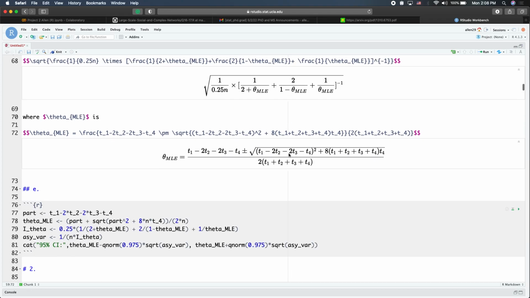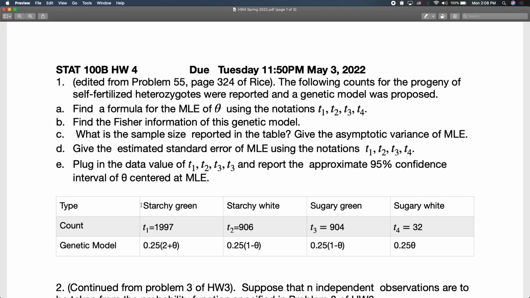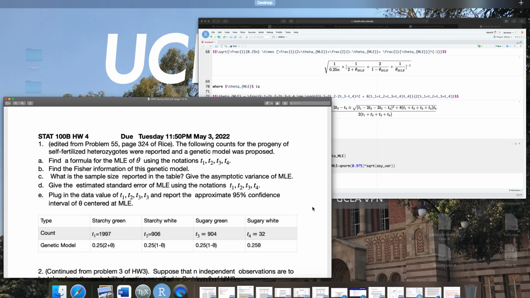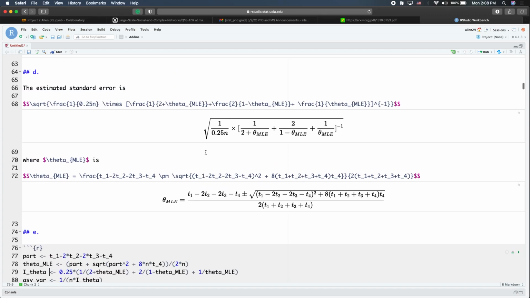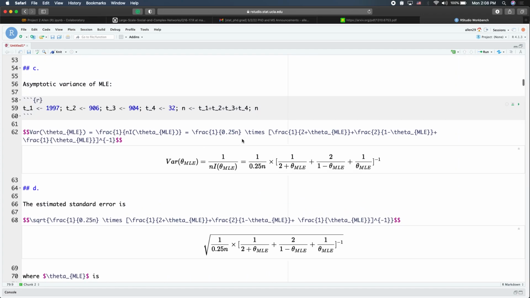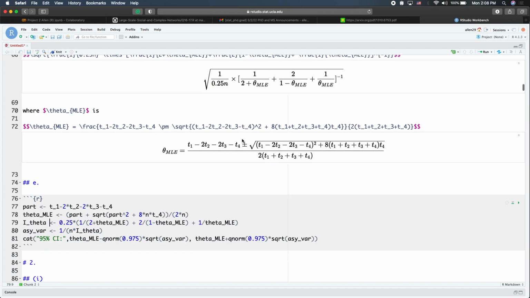You can just point out that theta MLE is the one we calculated in part A. And lastly, construct the confidence interval for theta, specifically using the data set, the counts here. We first get the theta MLE and then the Fisher information, the ones we calculated in B, C, and D. Once we have those, we use theta MLE plus and minus the quantile multiplied by the square root of the asymptotic variance. That will give you the 95% confidence interval for theta.